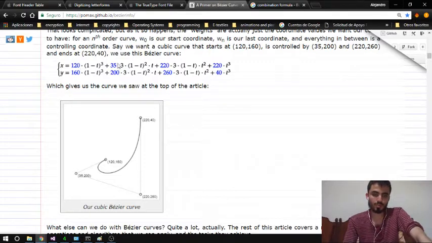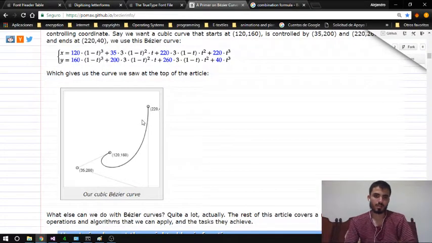So these are the terms of the polynomial, and these are the weights that we want. And we just say 120, 160, 35, 200, 220, 260, and 220, 40. And then we got this.